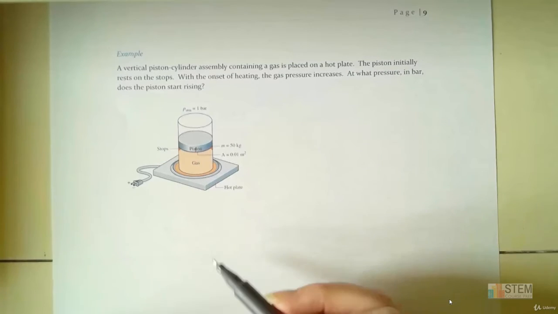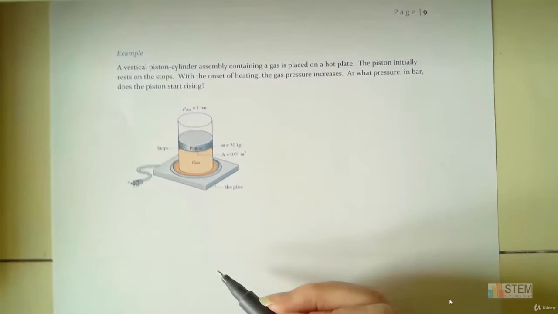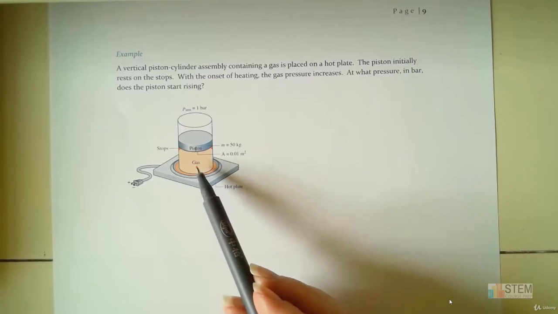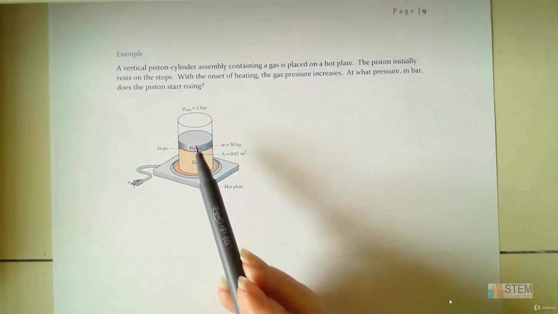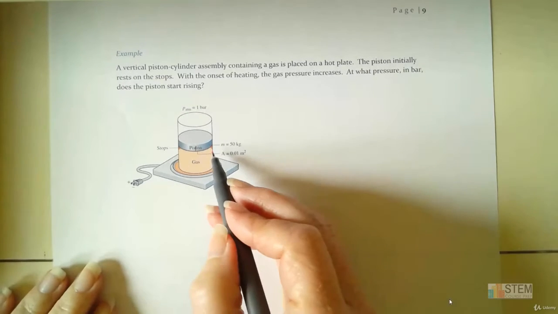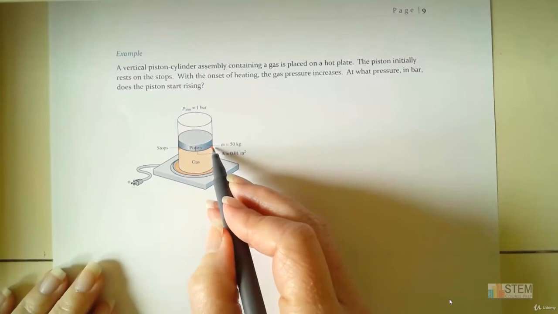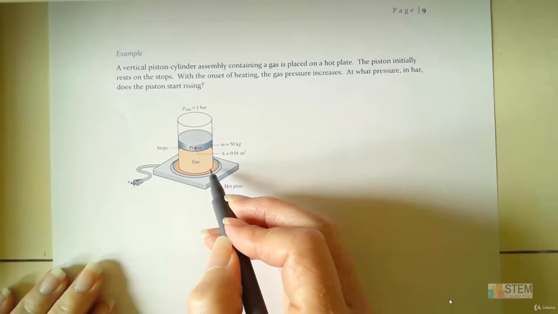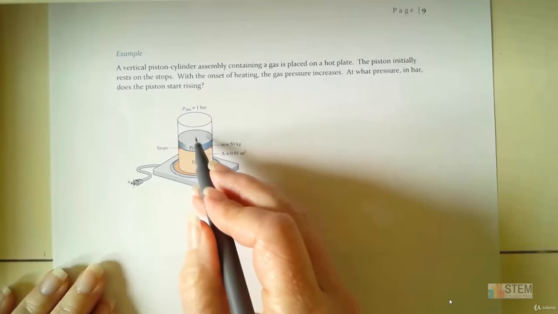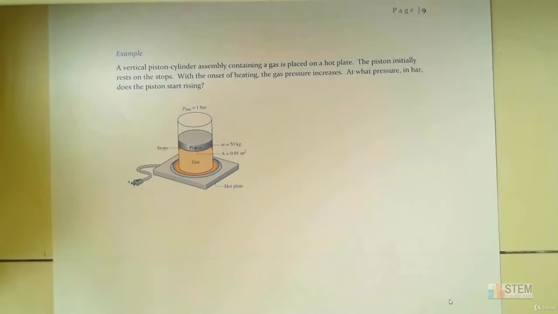Okay, now what we want to find is what pressure in bar does the piston start rising. So what gas pressure is going to cause this piston to start moving up? That's what we're looking for. Now notice initially the piston is resting on these little blocks here, so it's not moving downward. So the gas is going to heat up and then try to push that piston up.